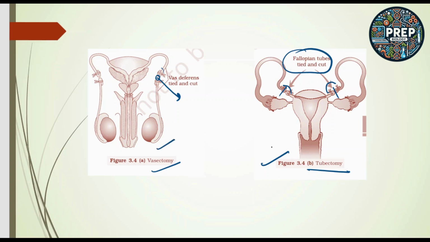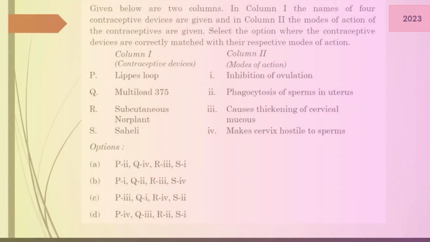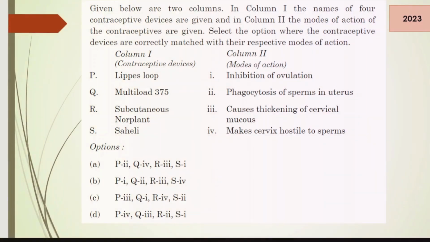The tubectomy and vasectomy structures have sometimes been asked in your previous exams. So make sure the difference between vasectomy and tubectomy is clear to you all, and what these structures represent is also very important. So we have discussed all the contraceptive methods that are important from your board exam point of view.